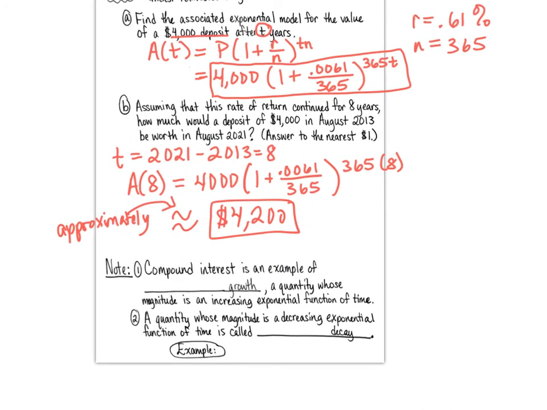A couple of notes to make. Compound interest is an example of exponential growth, and that's a quantity whose magnitude is an increasing exponential function of time. A quantity whose magnitude is a decreasing exponential function of time is called exponential decay. An example of exponential decay is the decay of unstable radioactive isotopes.